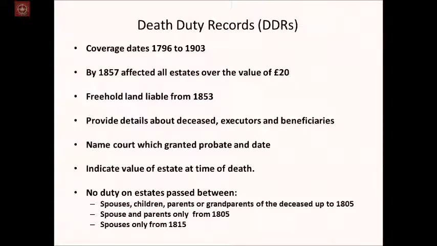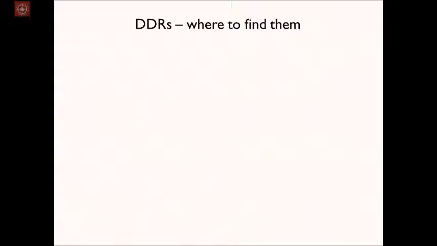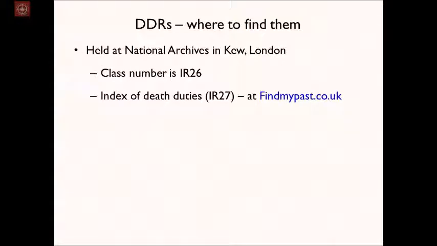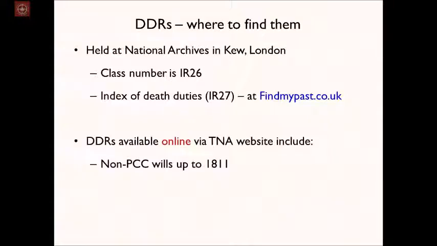Now, these records can be of great use to you, so where are you going to find them? And then we'll go on and look at a short case study to finish. The originals are held at the National Archives in Kew in London, and the class number is IR26, and hopefully if you attended my session yesterday, you'll know what I'm talking about when I say class number. But there is also an index of death duties, and the easiest way to access this is at findmypast.co.uk, and you can carry out a name search.